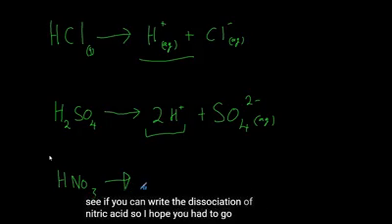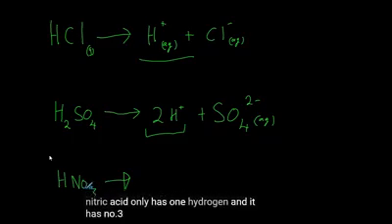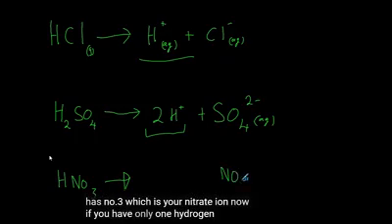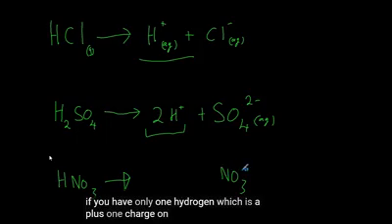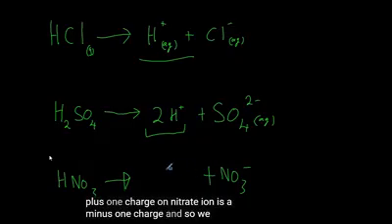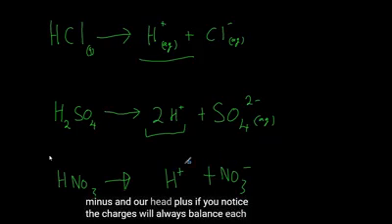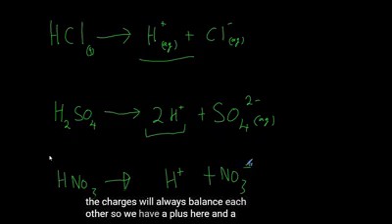So I hope you had a go. Nitric acid only has one hydrogen and it has NO3, which is your nitrate ion. Now if you have only one hydrogen, which is a +1 charge, our nitrate ion is a -1 charge, and so we have NO3 minus and our H plus. If you notice, the charges will always balance each other. So we have a plus here and a minus here.